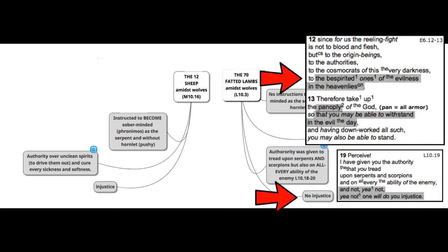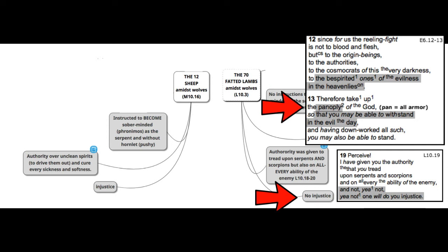Where the spirits who are subordinated to them are the same that Paul enumerates in Ephesians chapter 6, verse 12, the bespirited ones of the evilness. Since for us the reeling fight is not to blood and flesh, but to the origin beings, to the authorities, the cosmocrats of this very darkness, to the bespirited ones of the evilness in the heavenlies.